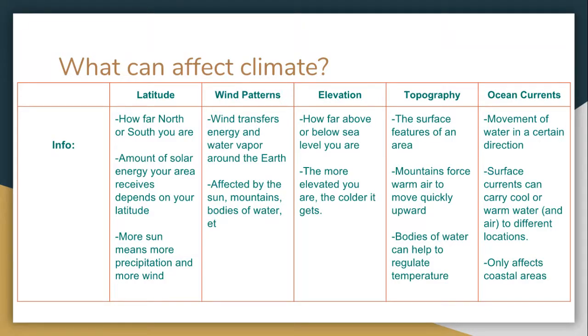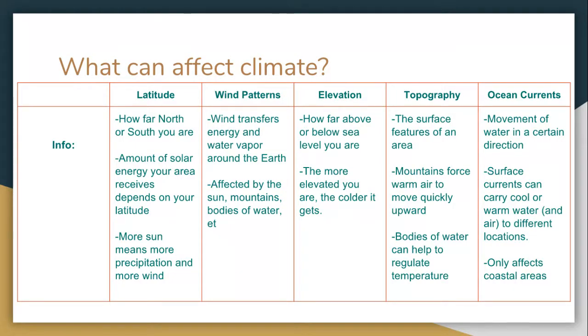The amount of solar energy you get, if you have any mountains or bodies of water, that can all affect the wind patterns. Elevation will affect your climate, so that's how far above or below sea level you are. The more elevated you are, the colder it gets, so that directly affects the temperature. The topography of the land is again how if you have mountains or bodies of water. So the surface features of an area is what topography is.